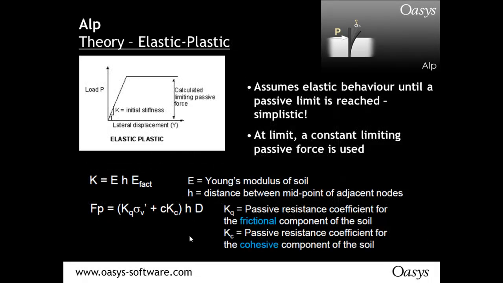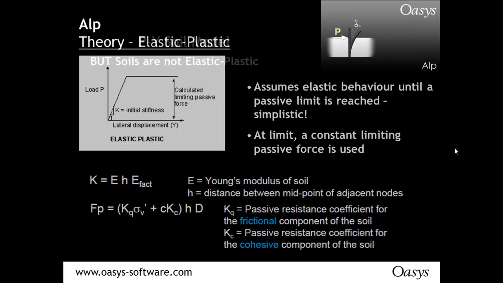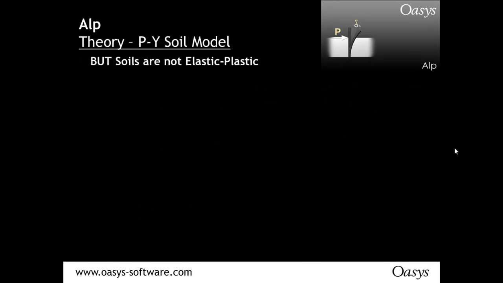In terms of the theory, you could model this pile in an elastic plastic way. So that assumes elastic behavior until the passive limit is reached. But unfortunately, it's very simplistic, and it's not really the way the soil works. So, for example, if you've modeled the soil in this way, it is difficult to model accurately. And so for that reason, ALP provides the user with PY soil models.